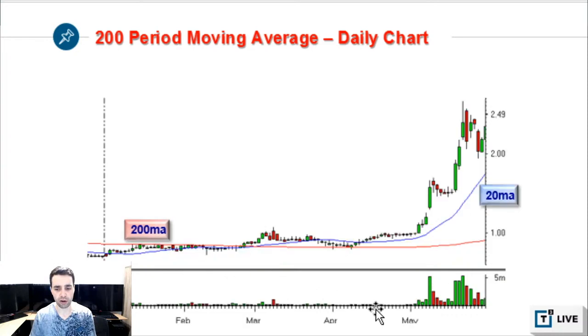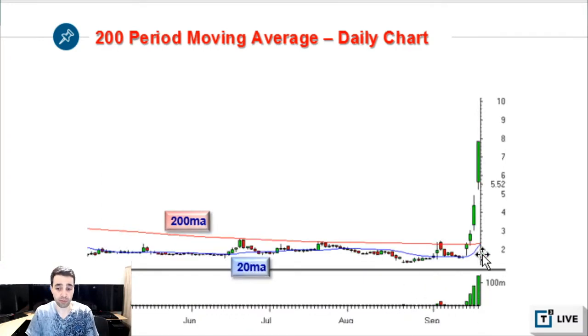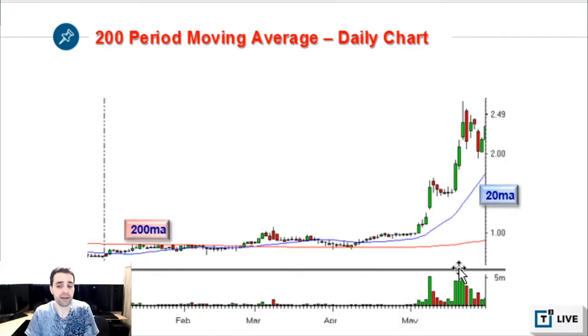Now people will say, oh, those are low price stocks. Every stock is initially a low price stock before it goes way up. So this stock went from 2 to 8 in just 4 days.